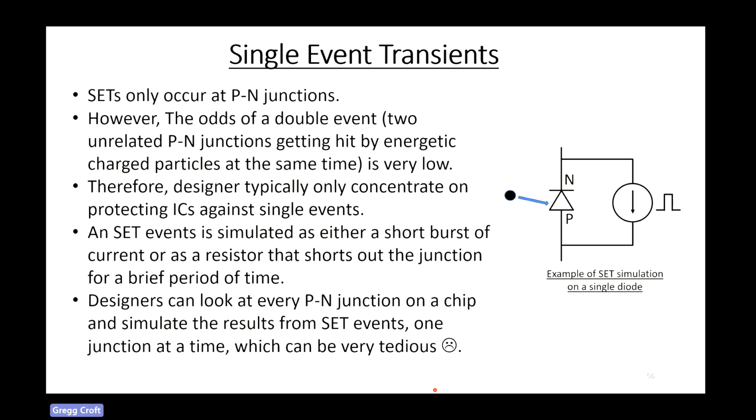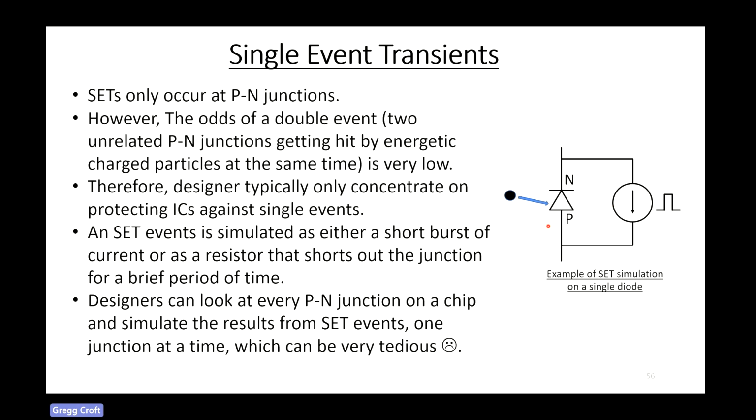Now, SETs are only going to occur at PN junctions. However, the odds of a double event, that means two unrelated PN junctions getting hit by energetic charged particles at the same time, that's very, very low. Therefore, circuit designers typically only concentrate on protecting integrated circuits against single events, not double events or triple events. So an SET event is simulated either as a short burst of current or maybe as a resistor that shorts out the junction for a brief period of time. You can see a representation over here.